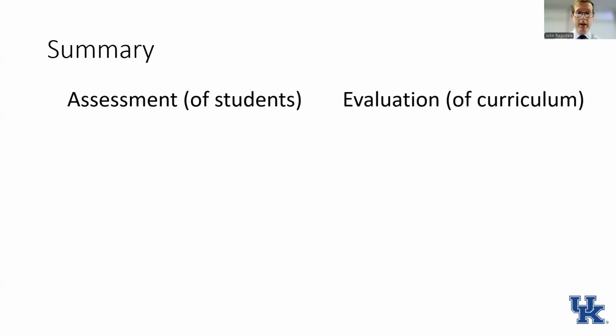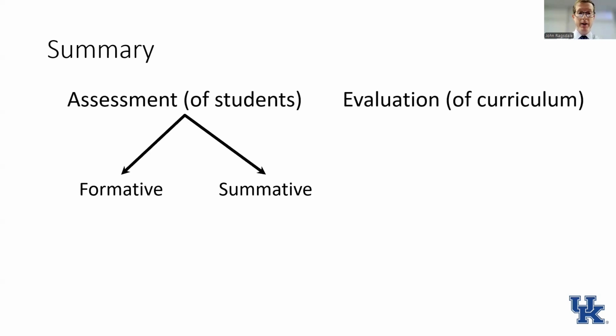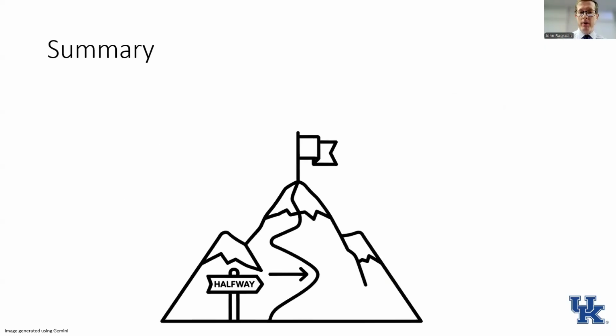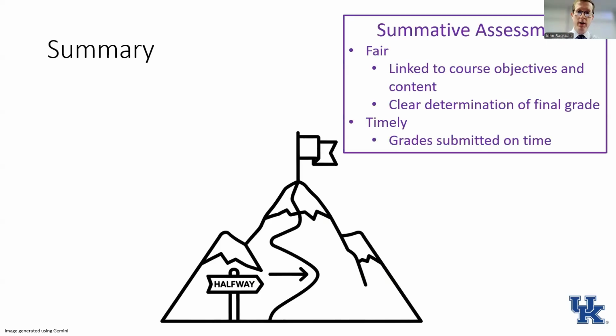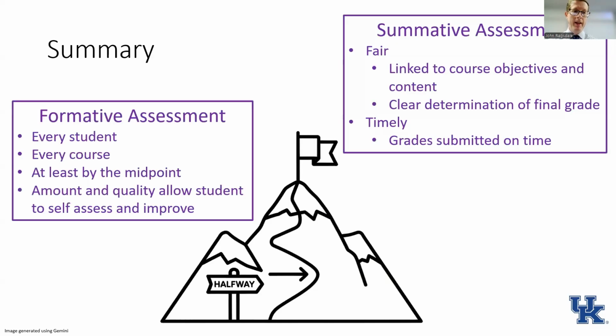So in summary, we have assessment of students, and then we have evaluation of the curriculum. And the assessment of students breaks down into formative and summative assessments. When we think about a student's progress through the course, we have summative assessments that need to be fair and timely. By fair, we mean that they're linked to the course objectives, they're linked to the content, and that they are clearly determining the final grade. And we need to have them be timely in that the final grades that the summative assessments are used to determine are all submitted on time.